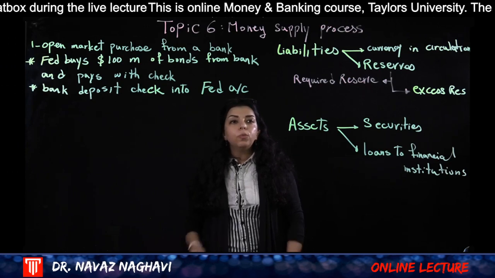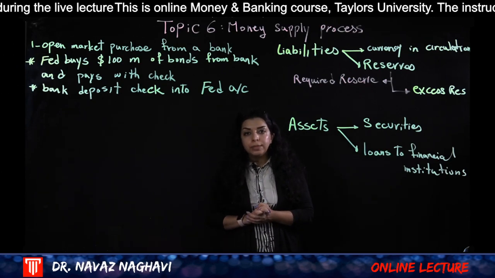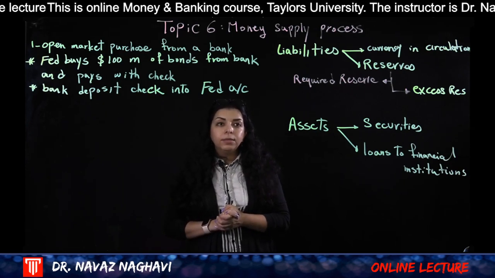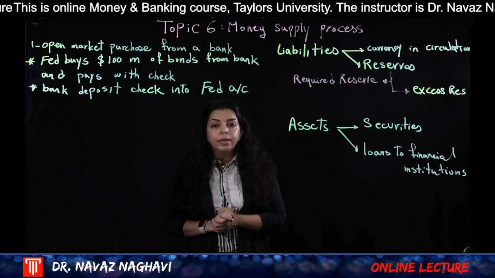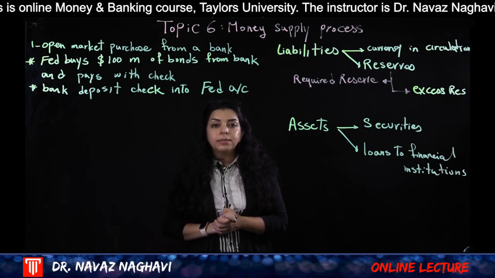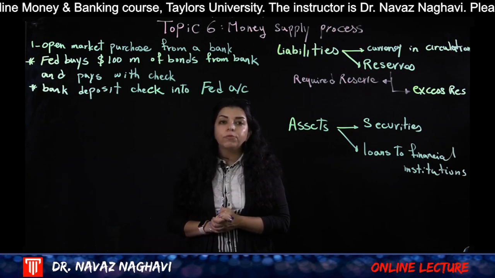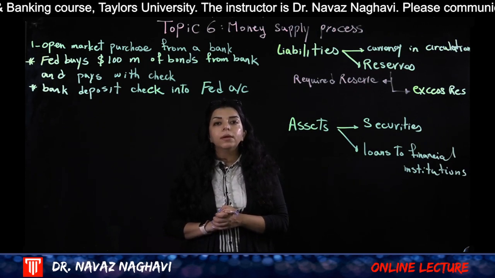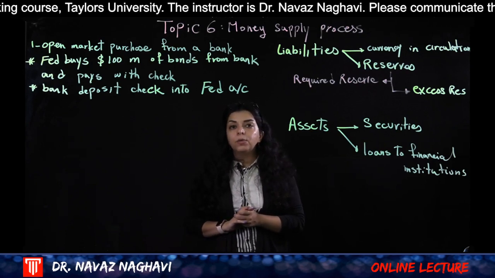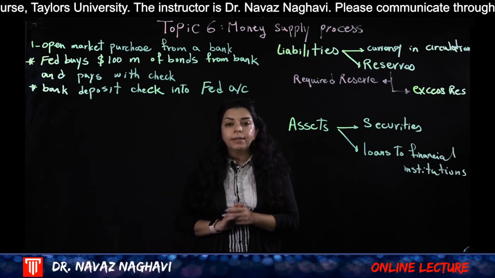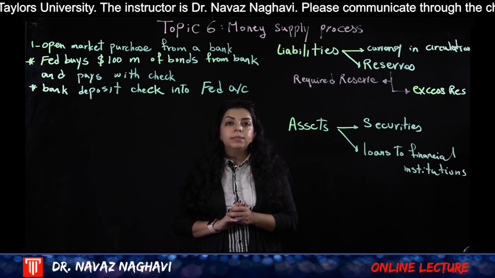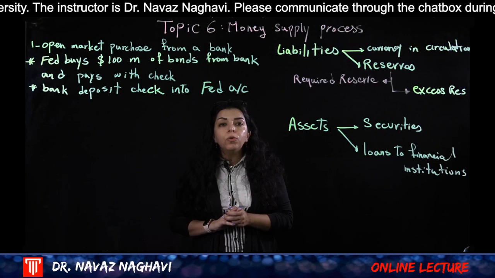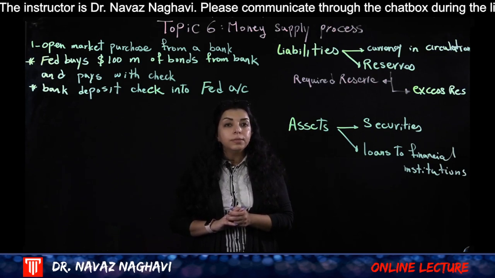We know that normally any change in money supply happens through the central bank in every country. There are three main players in the money supply process. Of course, the most important player is the central bank. After that is the banking or financial institution. And the third player is the depositors. So today we want to know more about the money supply process.